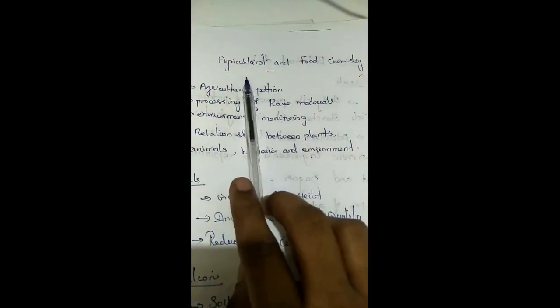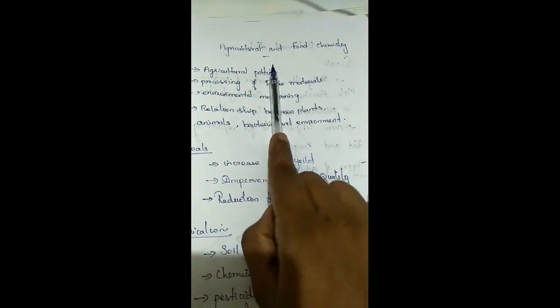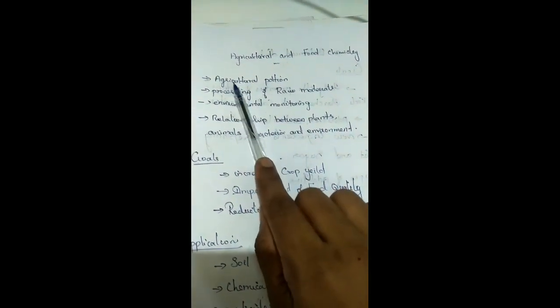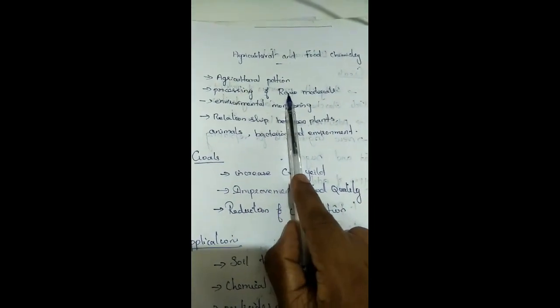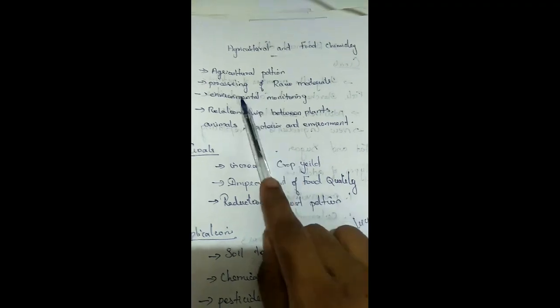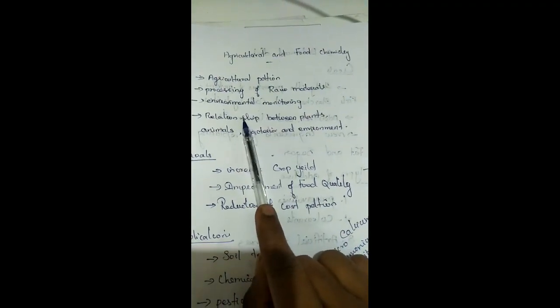Good morning students. Today we are going to discuss agricultural and food chemistry. First one, agricultural chemistry. It plays an important role in the production of agricultural products, how to process the raw materials for the production of agricultural products, and how to monitor the environment.